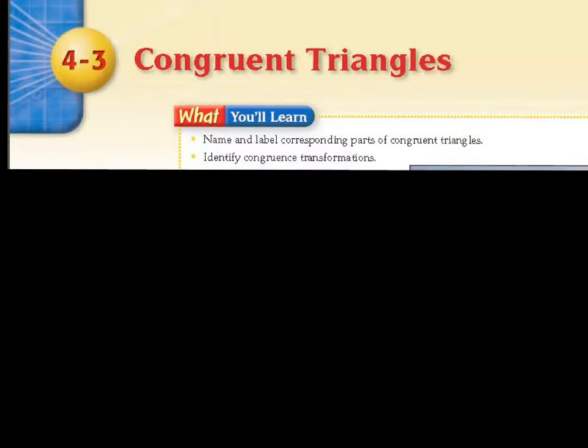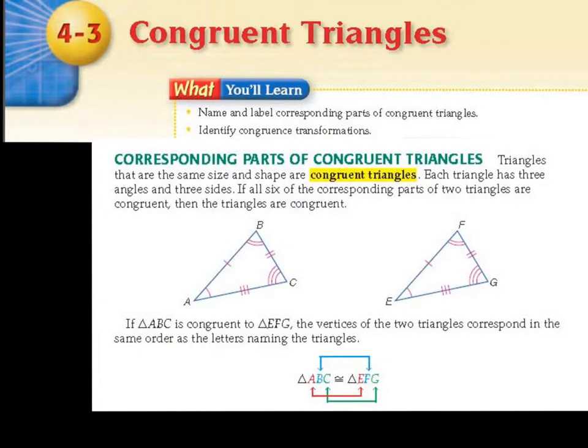The topic for Lesson 4.3 is congruent triangles. We'll name and label corresponding parts of congruent triangles and identify congruence transformations. Triangles that are the same size and shape are congruent triangles. Each triangle has 3 angles and 3 sides.